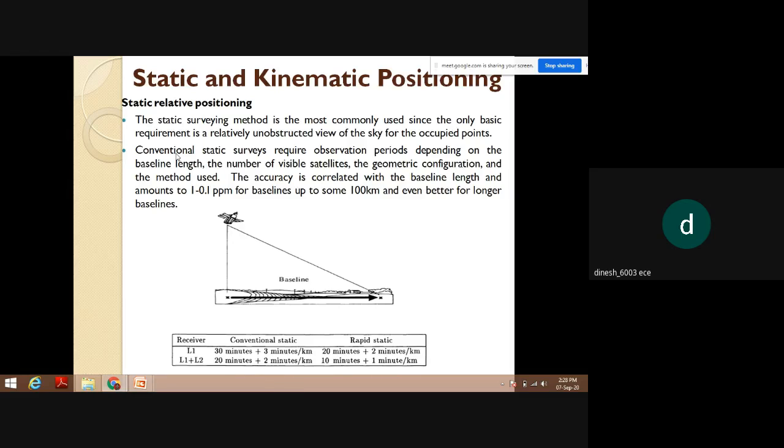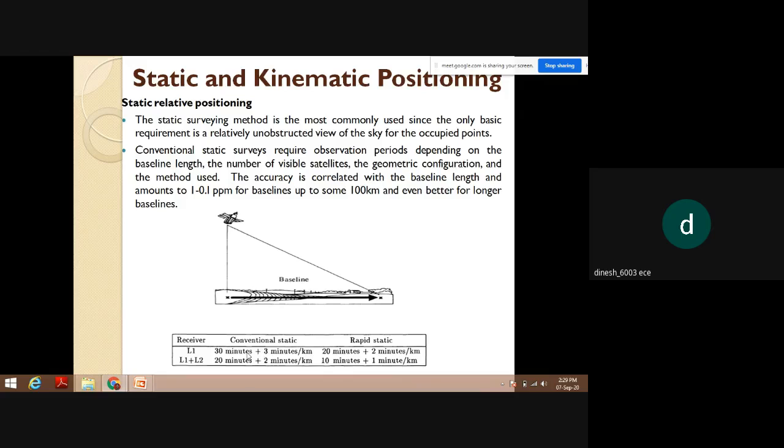So these conventional static surveys require observation periods depending upon the baseline length, number of visible satellites, the geometric configuration, latitude, longitude, and altitude, and the method being used. This accuracy will be obtained with a baseline length of about 1 to 0.1 parts per million, and it can be extended for up to 100 kilometers.